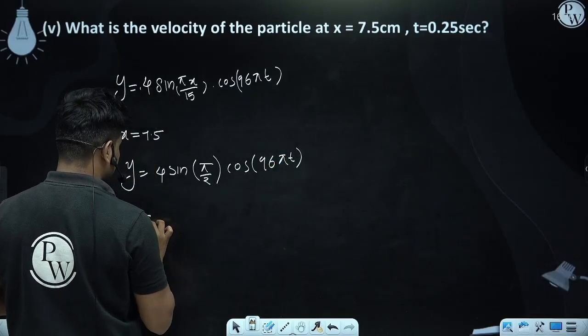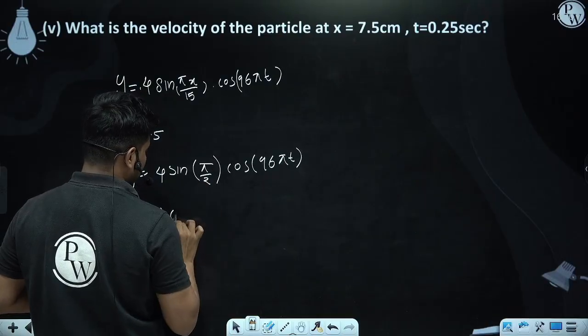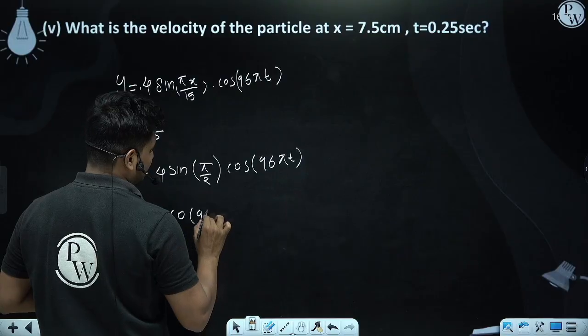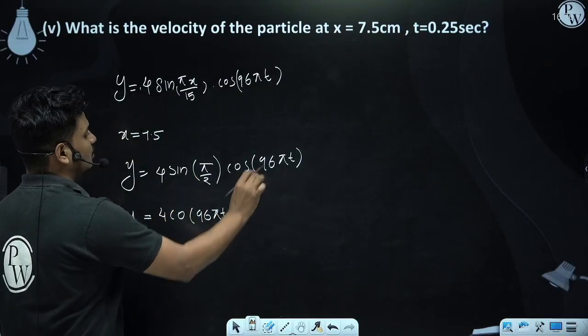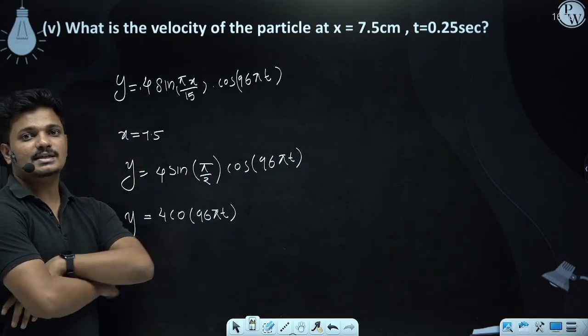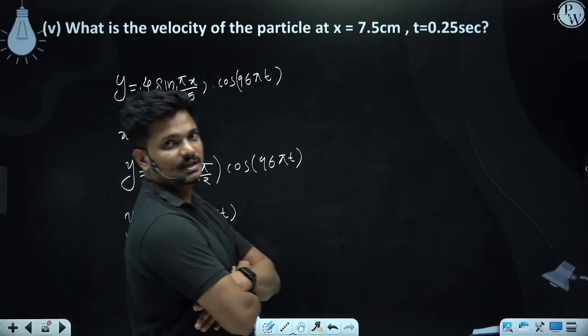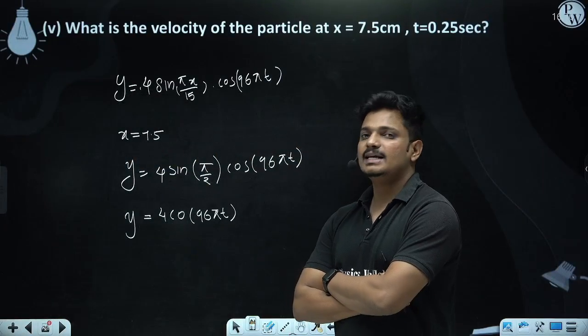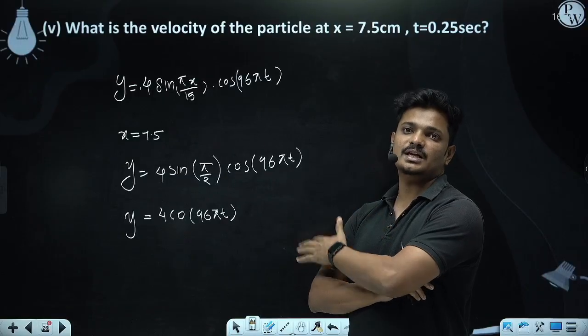That means this y is equal to 4, sine pi by 2 is 1, so cos 96 pi t. So at x equal to 7.5, what is the y value? What is the displacement of the particle? That is equal to 4 into cos 96 pi t. That means with respect to time, that position will vary.